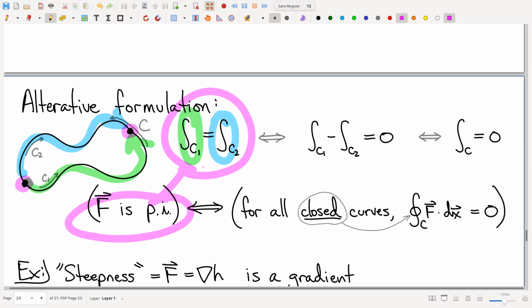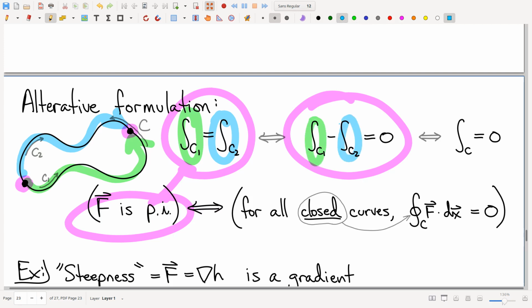Okay. Now, trivial observation. Green equals blue is equivalent to saying green minus blue is 0. Really nothing happened there. I moved one term to the other side of the equation. This is an identical statement.